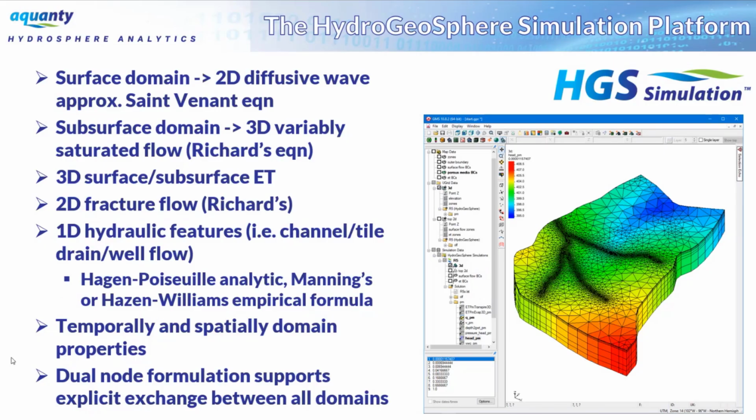All of our model domains, i.e. surface flow, groundwater flow, fracture flow, support temporally and spatially varying domain properties, so you can actually change porosity or hydraulic conductivity both over space and over time. And we support a dual node formulation for explicit exchange of water between all domains. So this will come up again a little bit later.